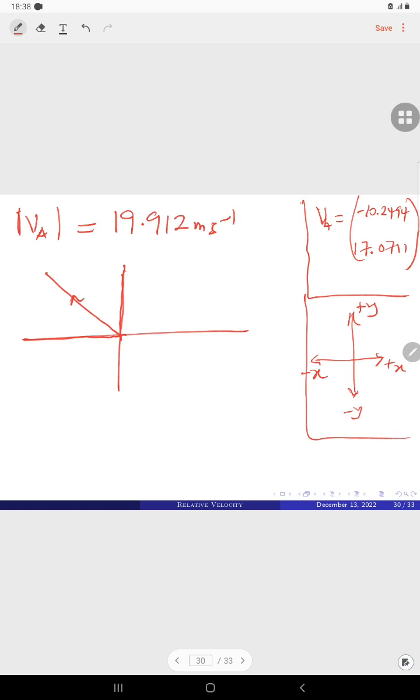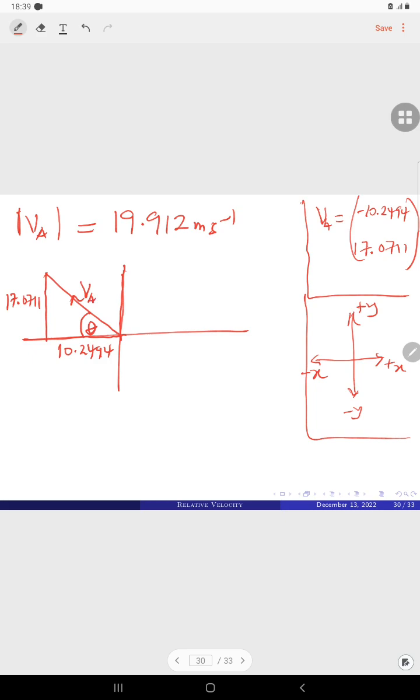Then I complete the distance. I'll put my angle. Somebody can put it here, but I don't like making it to the y. I'll make it to the x. So let me put it here, theta, or whatever you can call it. Okay. So where is my x? My x is 10.2494. Then my y is what? 17.0711. So this is vector V.